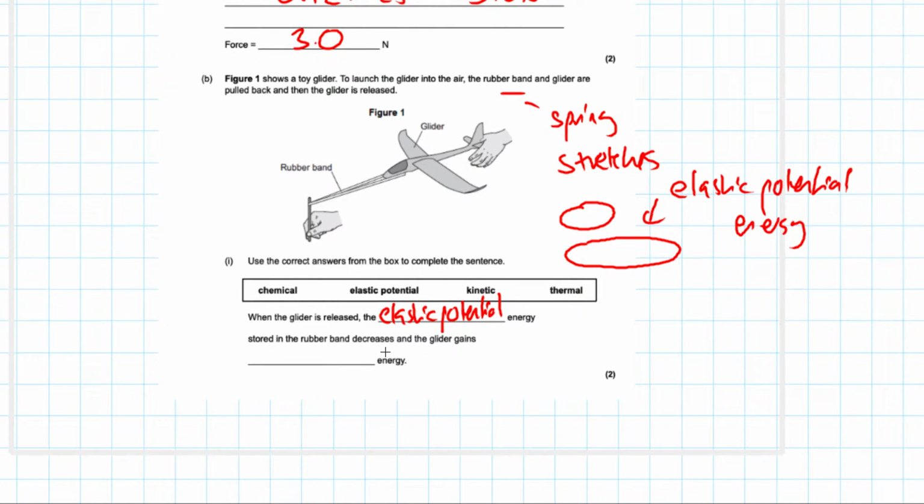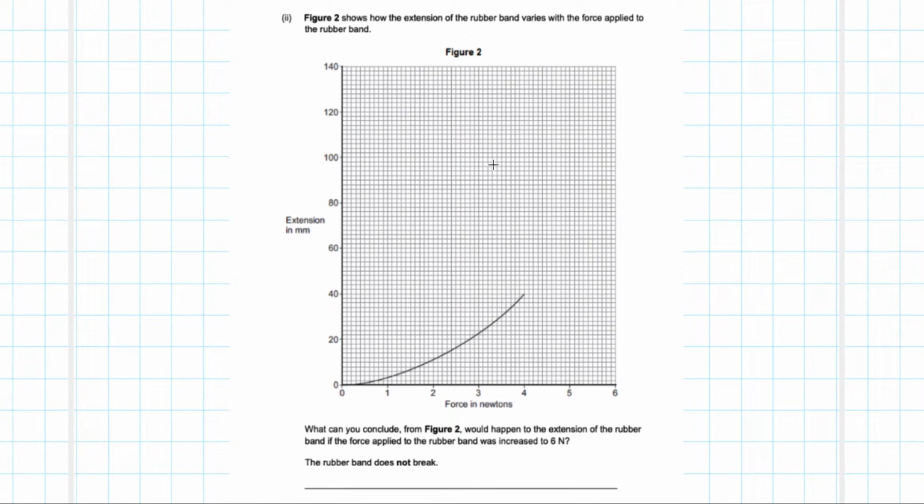And then when the glider is released, what happens is that the elastic potential that's stored in the band converts to kinetic energy because it's going to movement. So when you flick a rubber band, as an example, the rubber band will go flying towards something. For example, if you flick it at your friend, then the rubber band will fly towards your friend, and that type of energy is kinetic energy because it's movement energy. 1 mark for each.